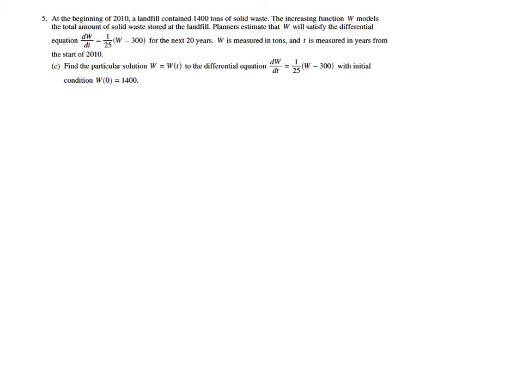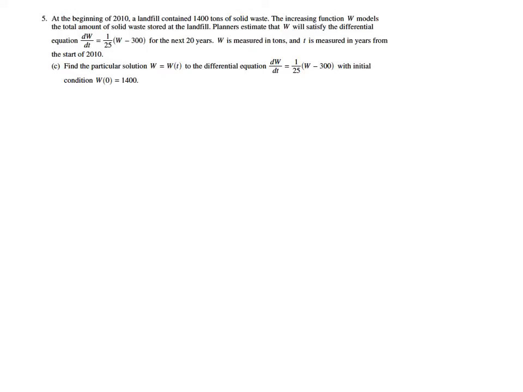In part C, they ask us to find the particular solution W equals W of t to the differential equation we were given with initial condition W of 0 is equal to 1400. So essentially they're just asking us to solve this differential equation, which, because there's a W on this side, means we need to do what we call a separable differential equation. Separate the W's and the t's. W's on one side, t's on the other.